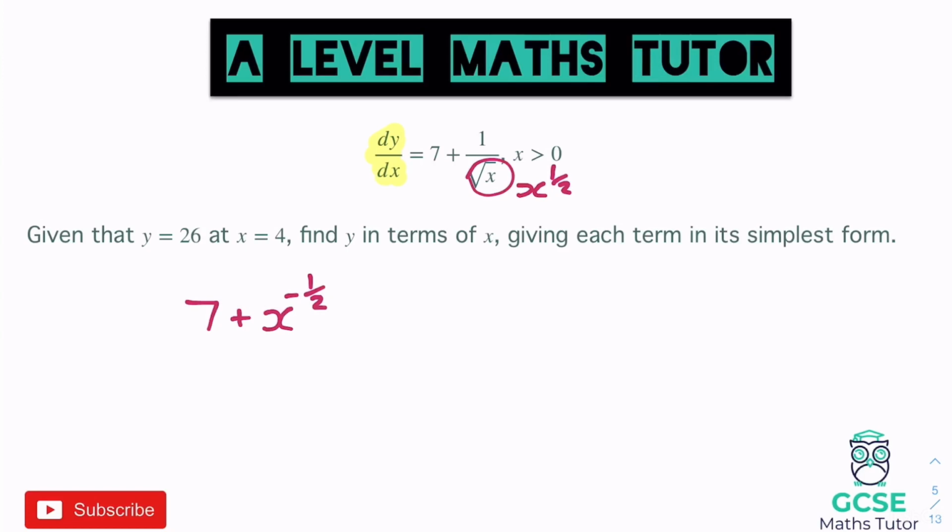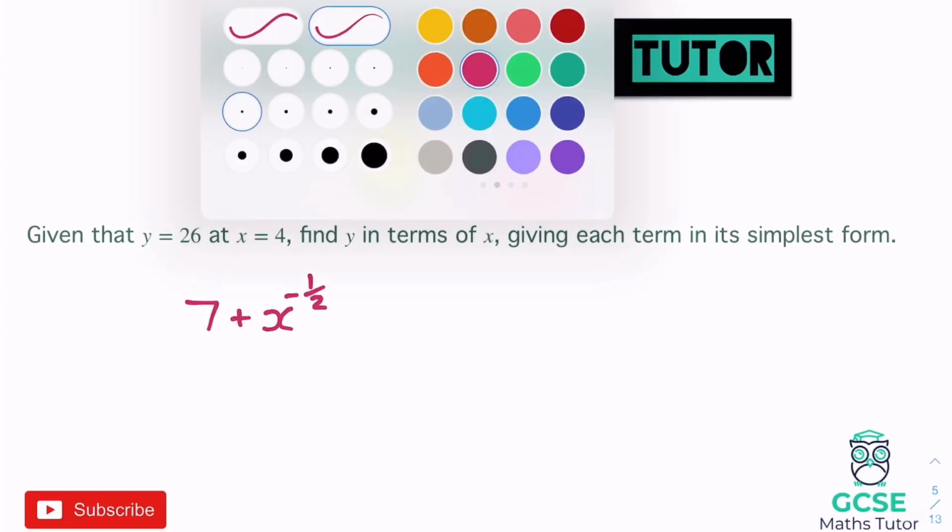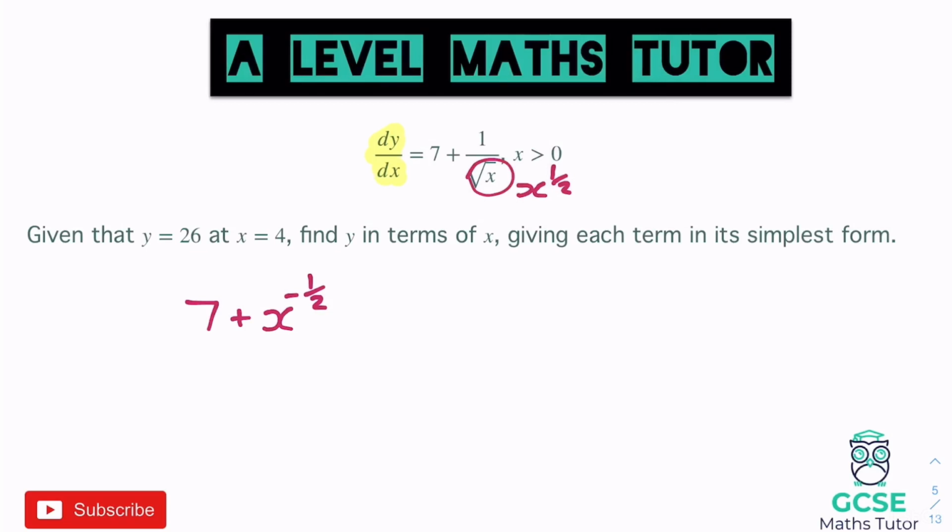Now we can actually go about integrating this. If we integrate, we've got the first piece, which is the 7. Increase the power, and that'll go up to 7x. Dividing by 1, we don't need to write that, so we've just got 7x. The next one, we have the x, so let's put plus for the moment. That power is going to increase to positive a half, so it's x to the power of positive a half. Now that new power is a half, so we're going to divide by a half. And then we've got our plus c at the end.